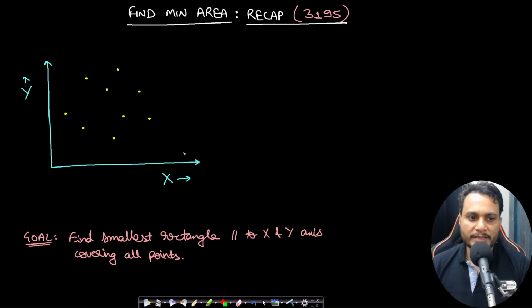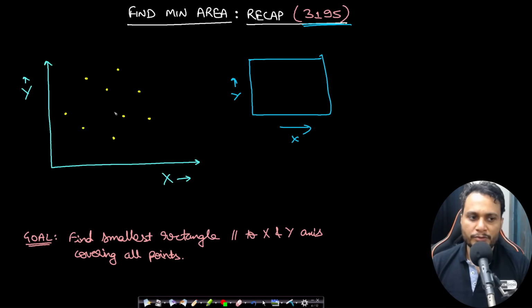So if you look at this xy axis, and let's say there are a bunch of points, we need to cover all these points by making the minimum sized rectangle, and the rectangle sides should also be parallel to the x-axis and y-axis. That was the constraint in problem number 3195.